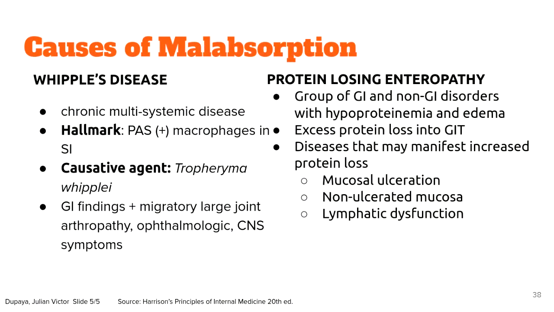Lastly, protein losing enteropathy. We have a group of GI and non-GI disorders with hypoproteinemia and edema. So here we can expect an excess protein loss into the GI tract. Diseases that may manifest increased protein loss are mucosal ulceration, non-ulcerated mucosa, and lymphatic dysfunction.